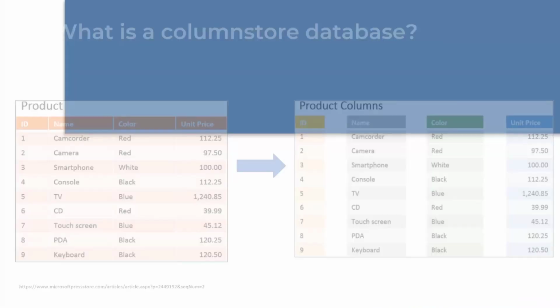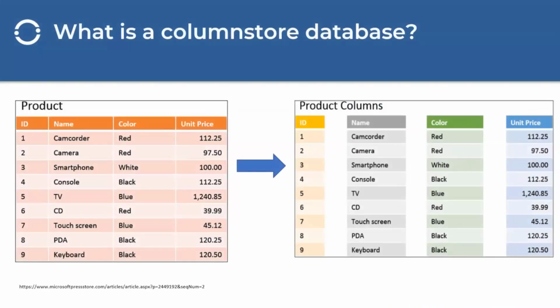So what is a columnar database or a column store database? Basically, traditionally, when you have a row store database, each of the rows and all the values in those rows are stored on the same 8K pages in SQL Server. So, for example, on the left-hand side, let me grab my laser pointer over here. On the left-hand side, I have my ID number 1, I've got camcorder, I've got red, I've got a unit price of 112. All that information will be stored next to each other in that 8K page.